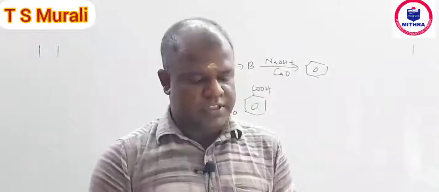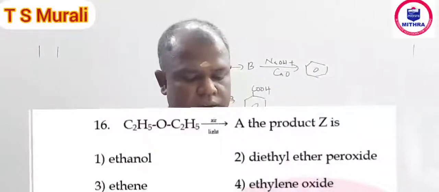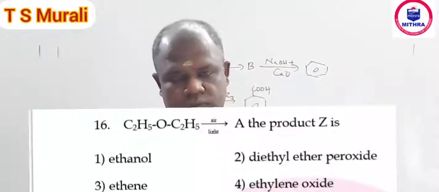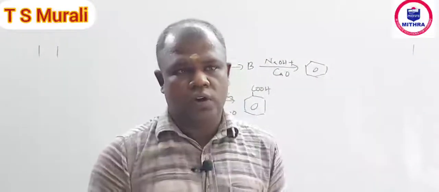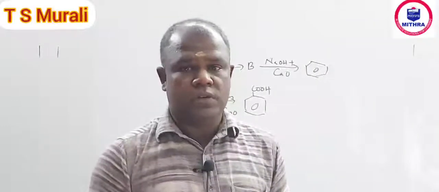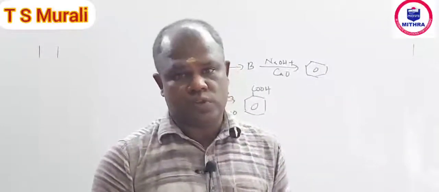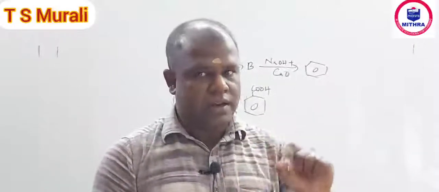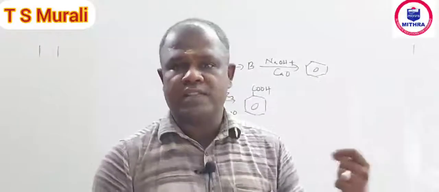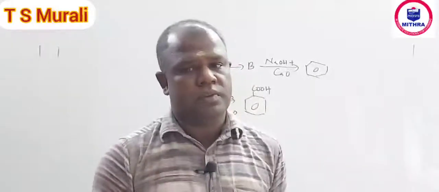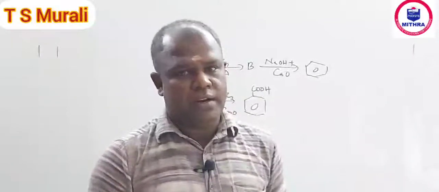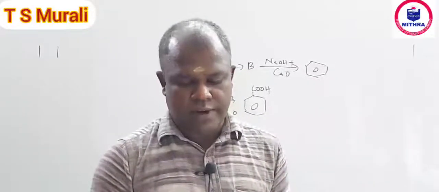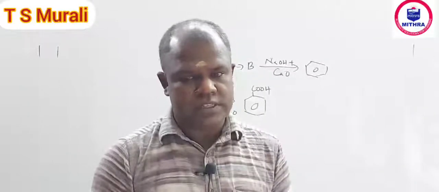Agree? Question number 16, ethoxy ethane in air, the product is. See, when ether is exposed to air, peroxide is formed. It's a dangerous thing also. Peroxide-containing ether, when exposed, immediately catches fire, leading to explosion. So in an organic laboratory, we are not using water as the medium, normally we are using ether as the medium. So precautions should be taken, otherwise there is a chance of explosion or fire. So diethyl peroxide is the answer.